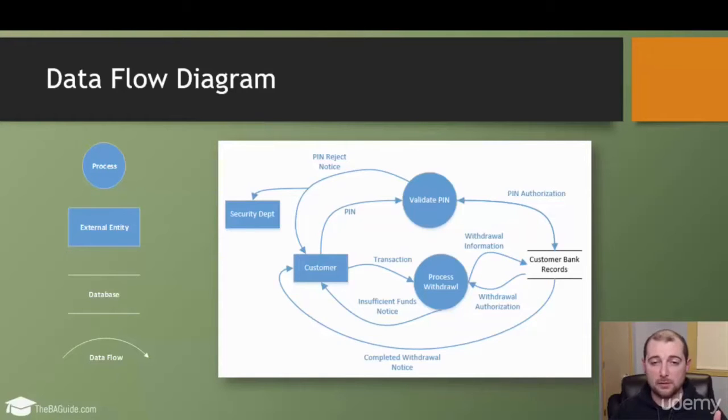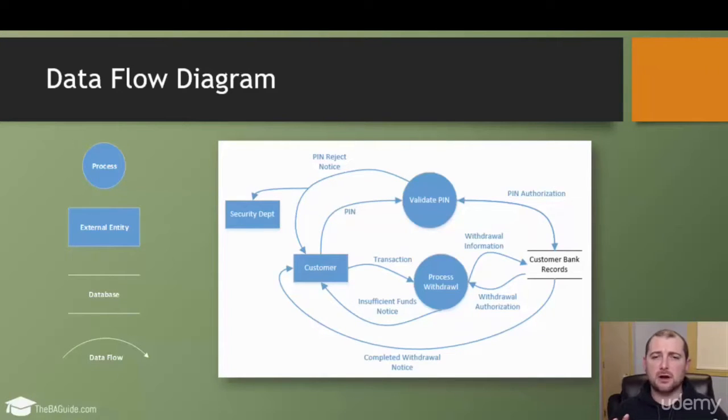And we work through, and we have a process withdrawal, and we have the transaction. So you can just see all the different ways that the data can flow through the two external entities, the security department and the customer. We have one database, which is the customer bank records, which is where we're validating information and sending withdrawal information to and updating records there. And we have the two processes of validate PIN and process withdrawal.